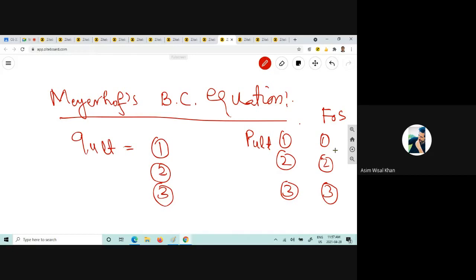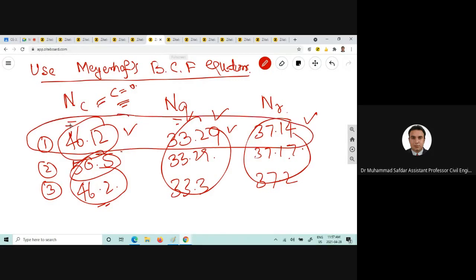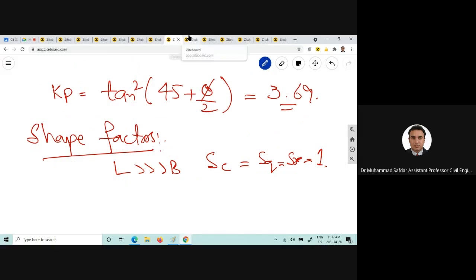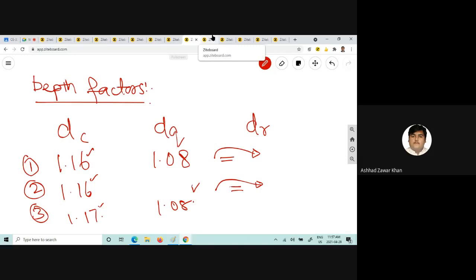Sir, you showed the bearing capacity values a little, I did not note them. Okay, bearing capacity factors. You want bearing capacity factors values. So I would say pick these ones, or even the lower one as well. Bearing capacity factors, shape factors, depth.